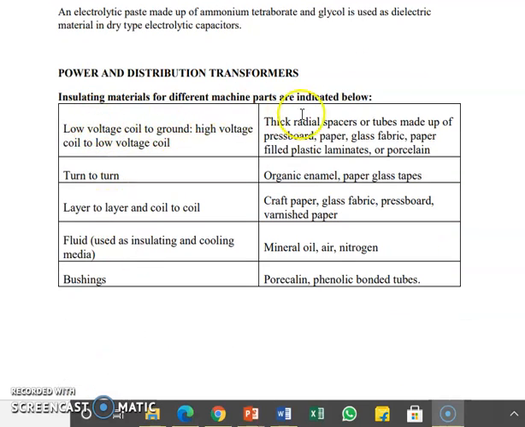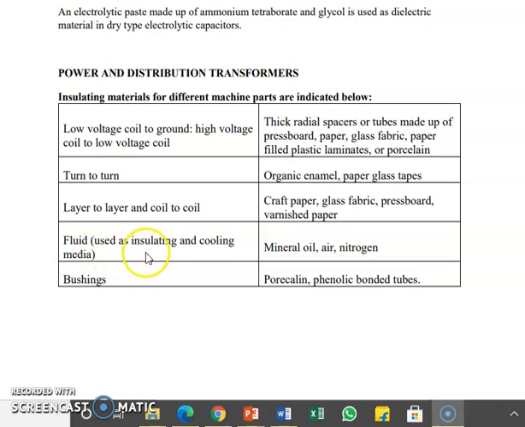Let us see the different parts of the transformer and what insulating materials are used. For low voltage coil to ground and high voltage coil to low voltage coil, we use dielectric materials like thick radial spacers or tubes made up of pressboard, paper, glass fabric, paper filled plastic laminates or porcelain. For turn to turn, organic enamel, paper and glass plates are used. For layer to layer and coil to coil, kraft paper, glass fabric, pressboard and varnished papers are used as dielectric materials.